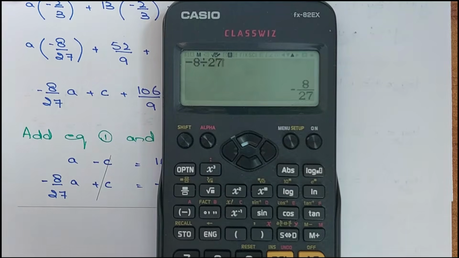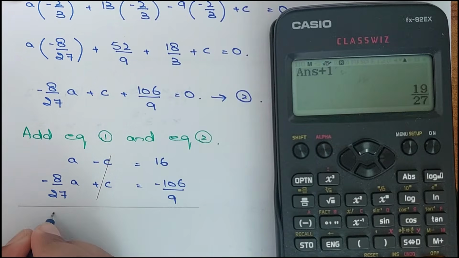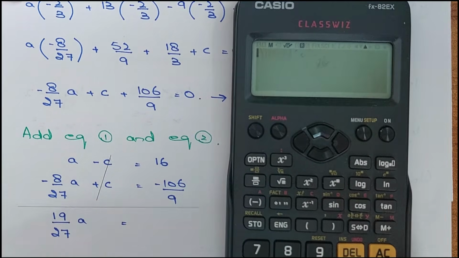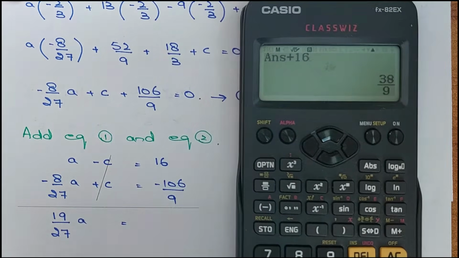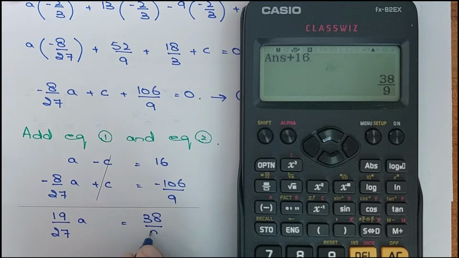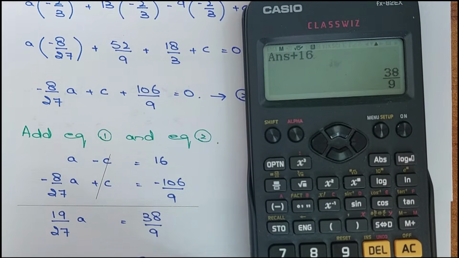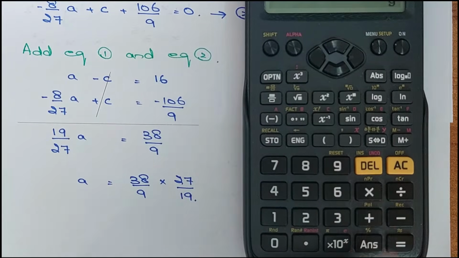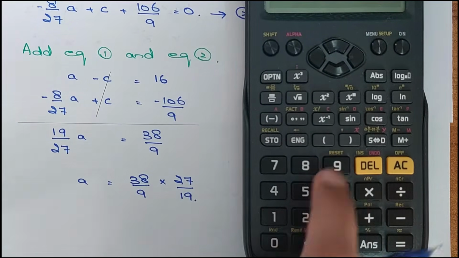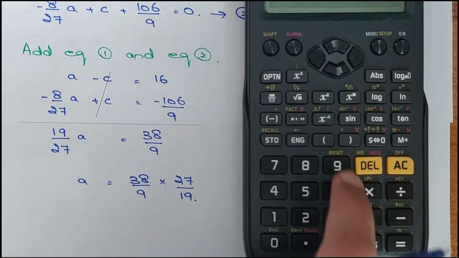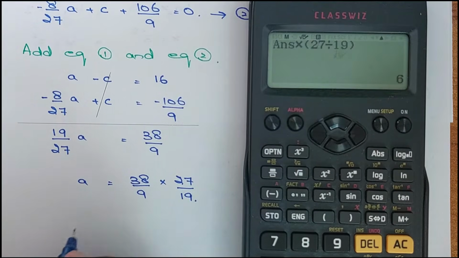Minus 8 over 27 plus 1, 19 over 27a equals minus 106 over 9 plus 16, 38 over 9. Now what is a? 38 over 9 times 27 over 19, right? Okay, is times 27 over 19. This is equal to 6. So a value is 6.